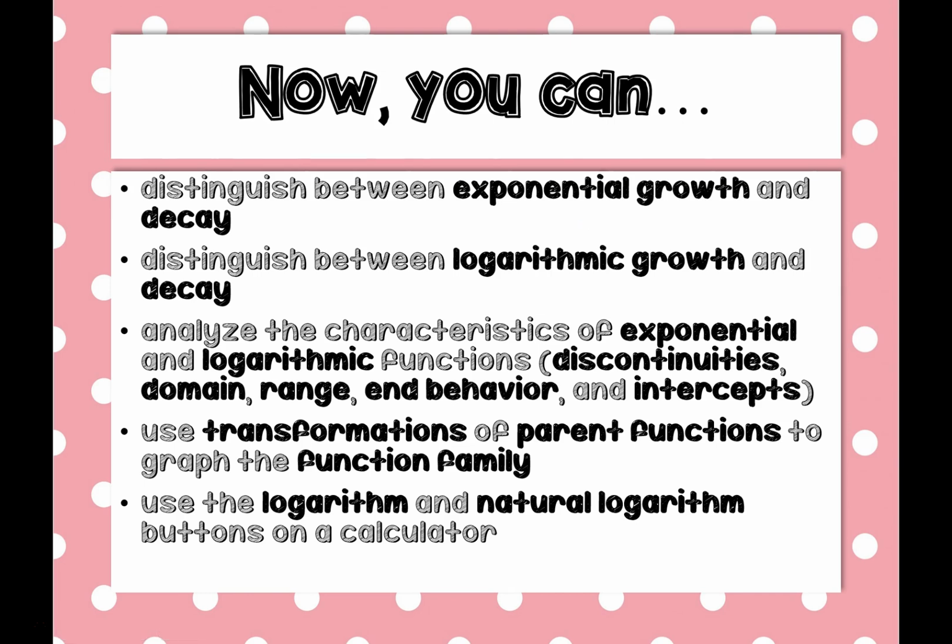Now, you should be able to look at an equation and determine if it's a growth or a decay, depending on what that number is. You should be able to identify characteristics after looking at a picture. That means discontinuities, the asymptotes. You should be able to find them and write them as equations. Domain, range, and behavior, and intercepts. You should be able to do some work with transformations, especially with how the vertical shift for an exponential can tell you where the asymptote is, and you should be able to use those buttons on the calculator. Go ahead and give those now you try problems a shot, and then we'll check your work.